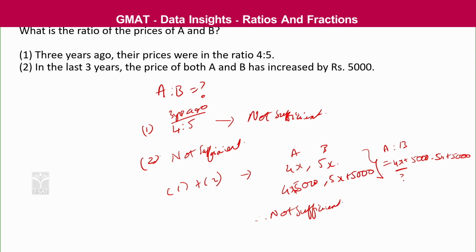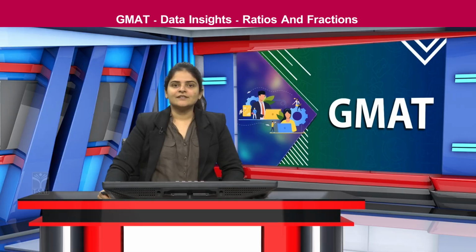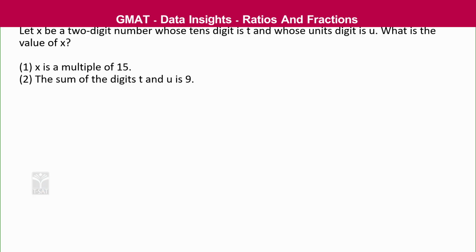So, therefore, when statements 1 and 2 together are also not sufficient to answer the question, the answer option becomes E. Answer option choice is E. So, let us move to the next question now.